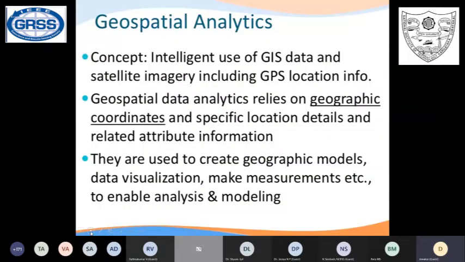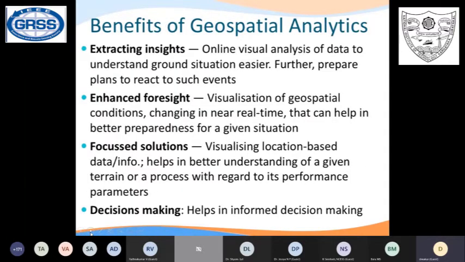The concept of geospatial analytics basically gets into deriving intelligence from GIS data as well as from GPS and satellite imageries, and we use the geographic coordinate system and GIS as a main tool. And of course, the geographic models and data visualization tools are very important in doing it. We broadly look at a few important areas of benefits from this.